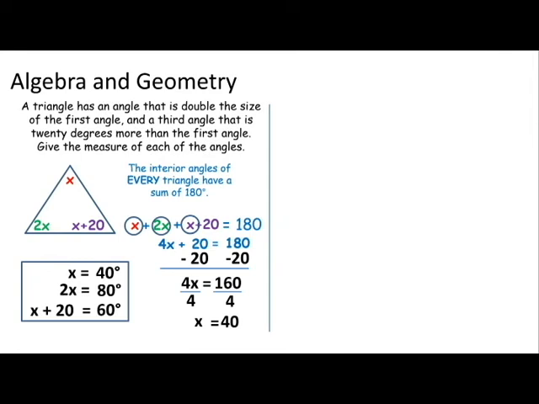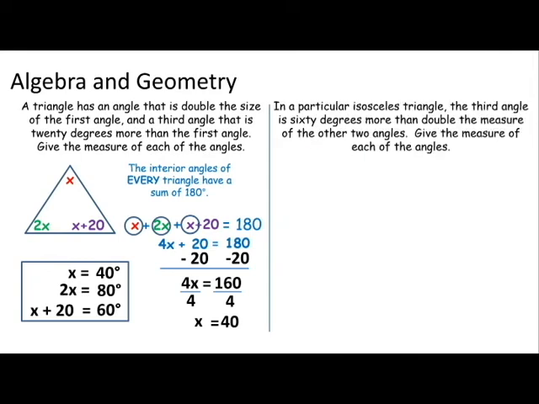I do have one more problem I want you to take a look at. In a particular isosceles triangle, the third angle is 60 degrees more than double the measure of the other two. Give the measure of each of the angles. Now, I always start by drawing myself a picture of a generic triangle. It just gives me a place where I can plug in my angles. Notice over here on the left, even though these are different sizes, I didn't need to draw that. I just needed some space to put my variables. So if you would like to pause the video and try plugging these in on your own, I would highly recommend that. If not, you can go ahead and watch me do it and we'll do it together.